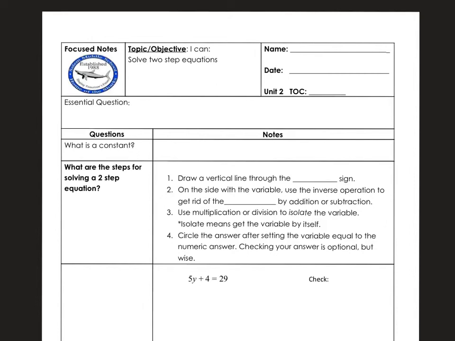Everyone, welcome. We are now in Unit 2, and this is TOC number 2. The objective for these notes is to solve two-step equations.